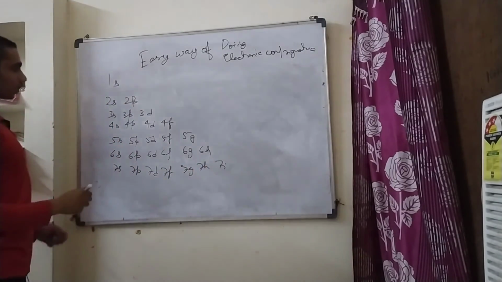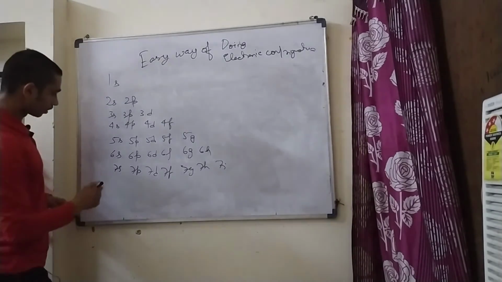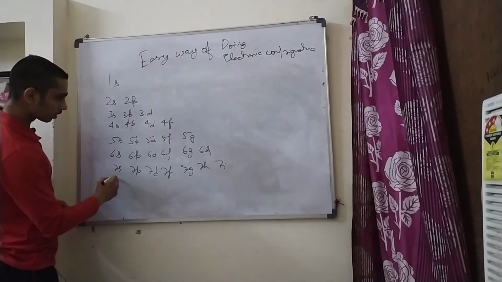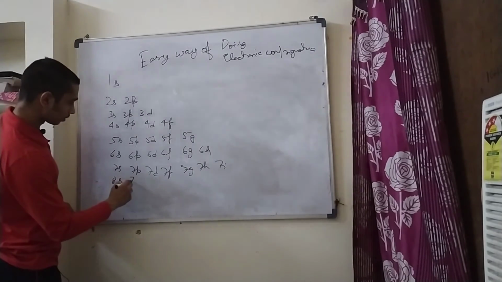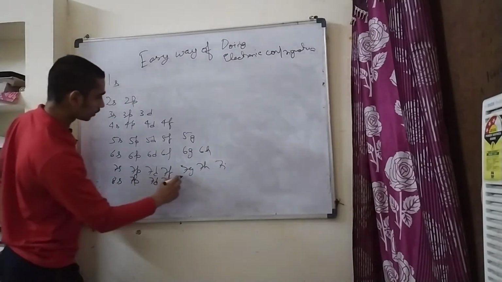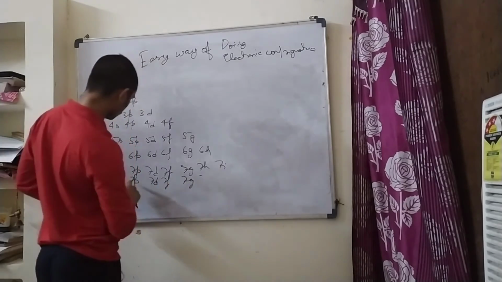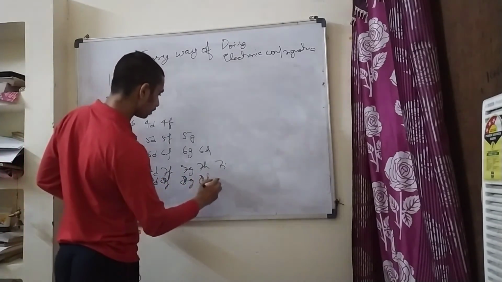If you are trying at an advanced level, then you can write these electronic configurations of hypothetical elements too. 7p, 7d, 7f, 7g, 8p, 8d, 8f, 8g, 8h, 8i.